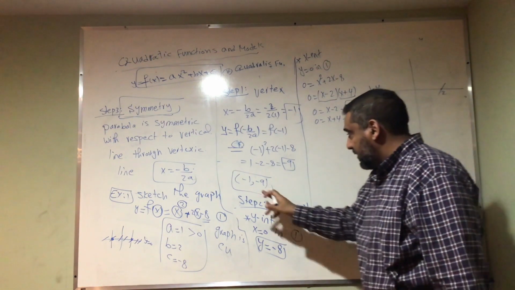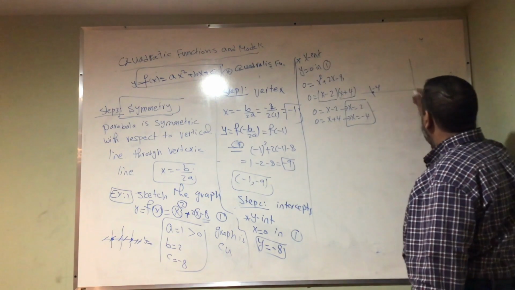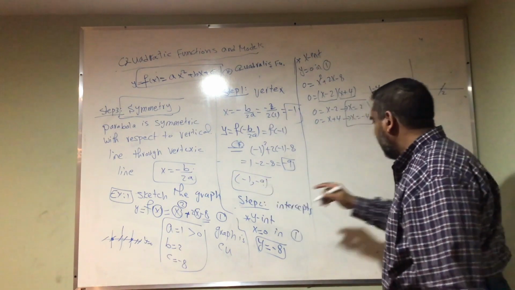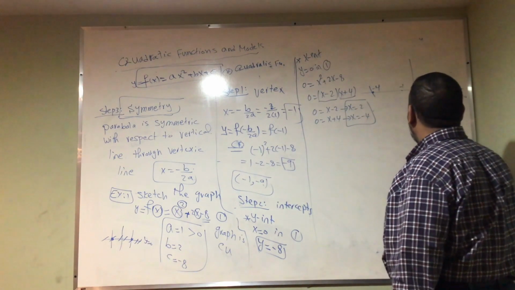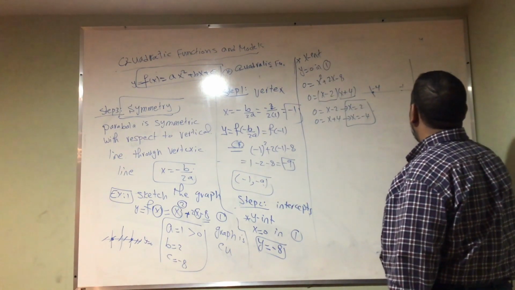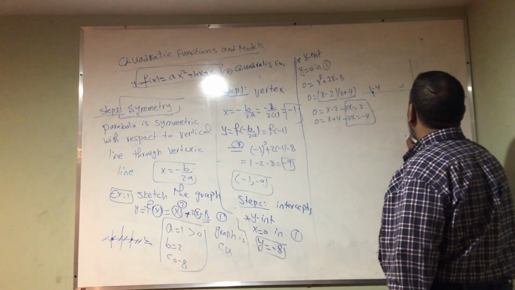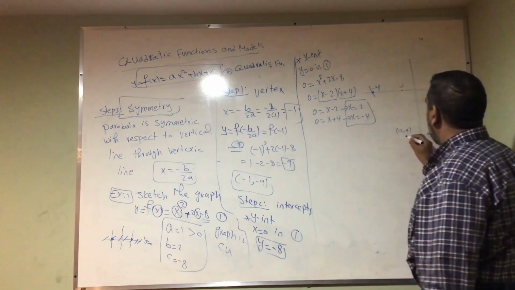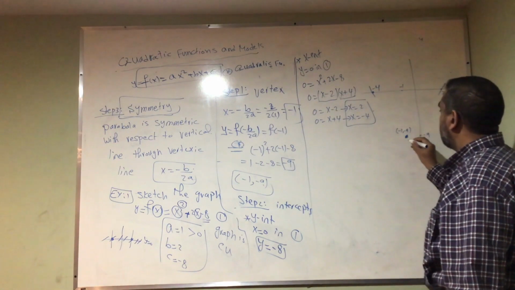So where is my vertex here, guys? Locate that. So with x equal -1 here, your y is -9. So I have to come here, that is -9 maybe. I have to skip that. So I have here the point which is -1 and -9. So that is the point where you have your, it's called vertex.